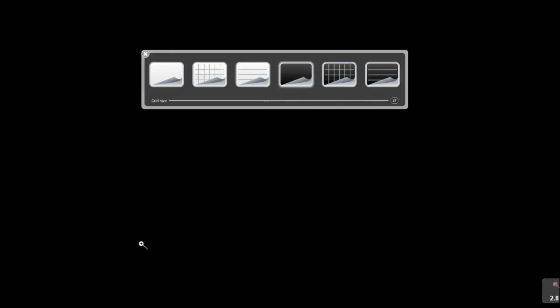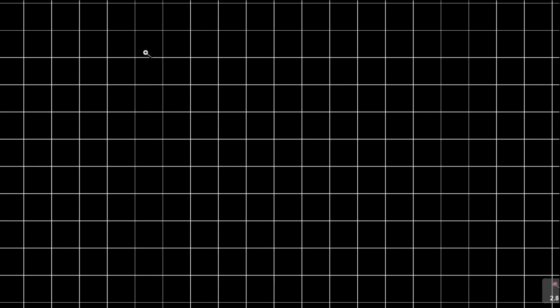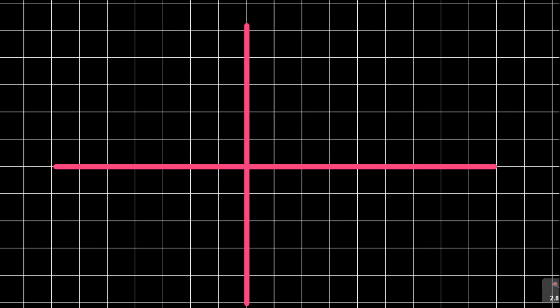Okay, so let's start by looking in general at what I refer to as the Cartesian plane. So let us draw the axes for the Cartesian plane. Whenever you are drawing the Cartesian plane, you will have two axes, which we call the vertical one, the y-axis, and the horizontal one is called the x-axis.